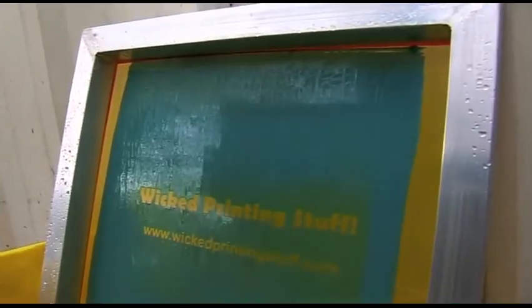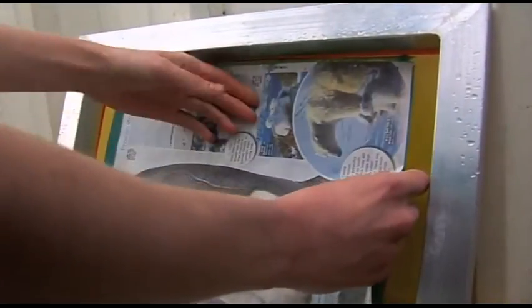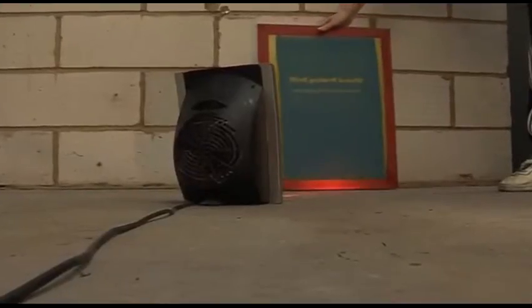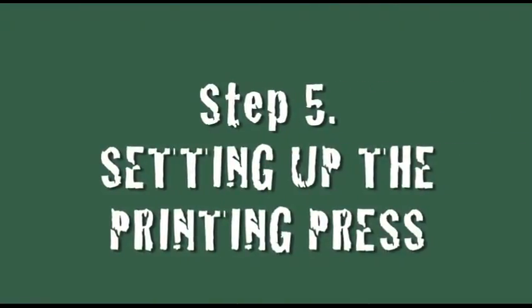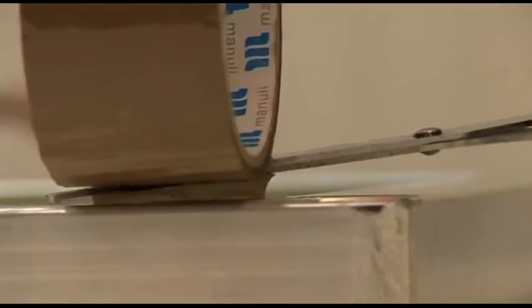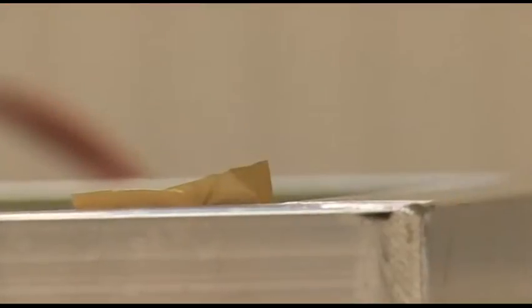Once your logo is clear, soak up any excess water with newspaper and dry with a fan heater for a few minutes either side, turning your screen 180 degrees on each side. If you have any imperfections, use screen filler to fix these. Tape around the edge of your screen. You are now ready to begin printing.